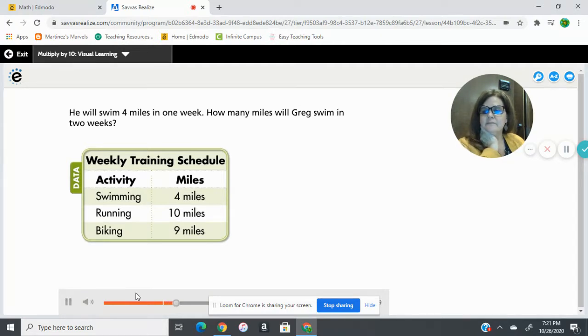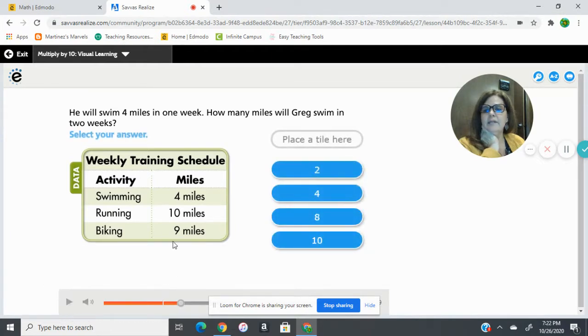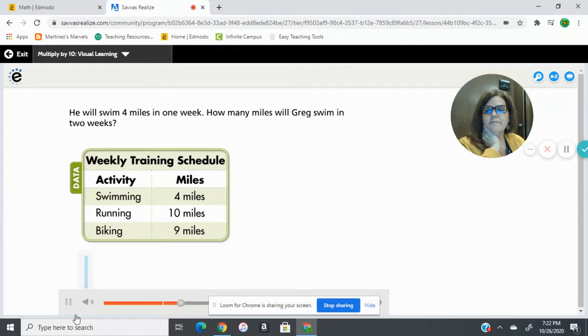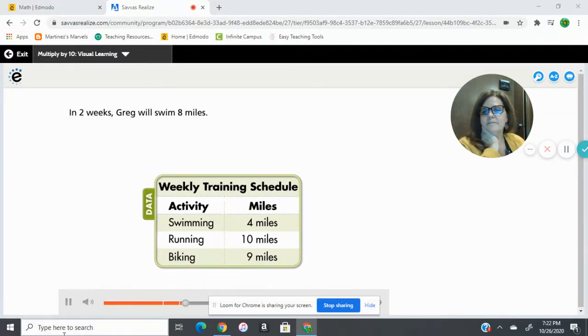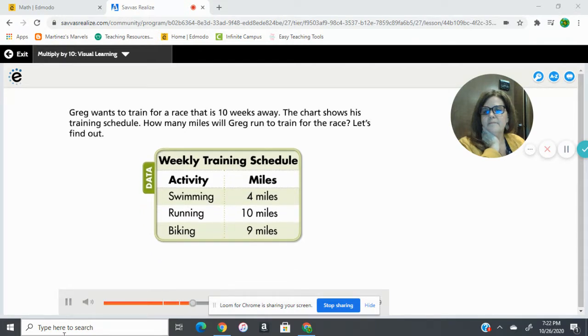How many miles will Greg swim in 2 weeks? Okay, so thinking about select your answer. 2 groups of 4. 2 groups of 4 would be 8. In 2 weeks, Greg will swim 8 miles. Greg wants to train for a race that is 10 weeks away. The chart shows his training schedule. How many miles will Greg run to train for the race? Let's find out.